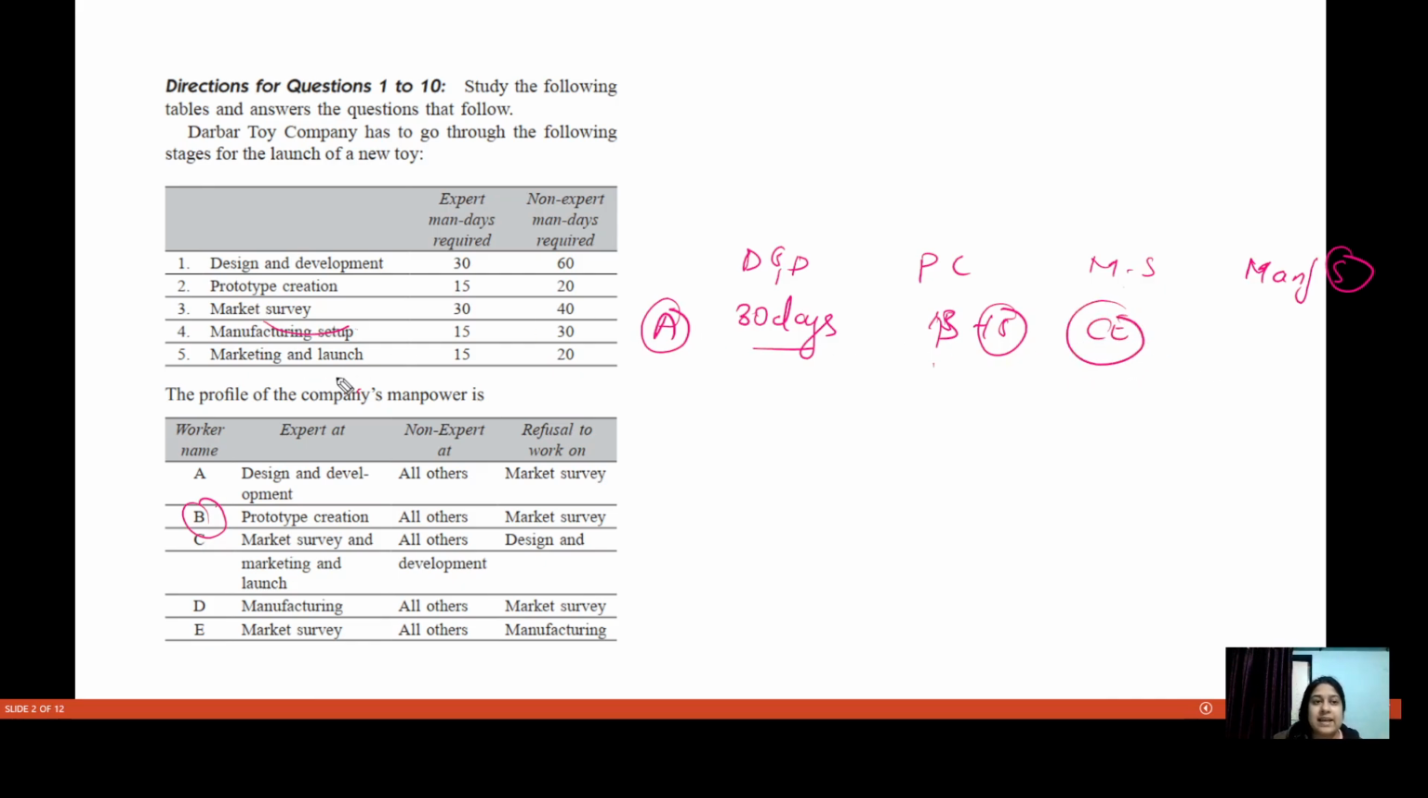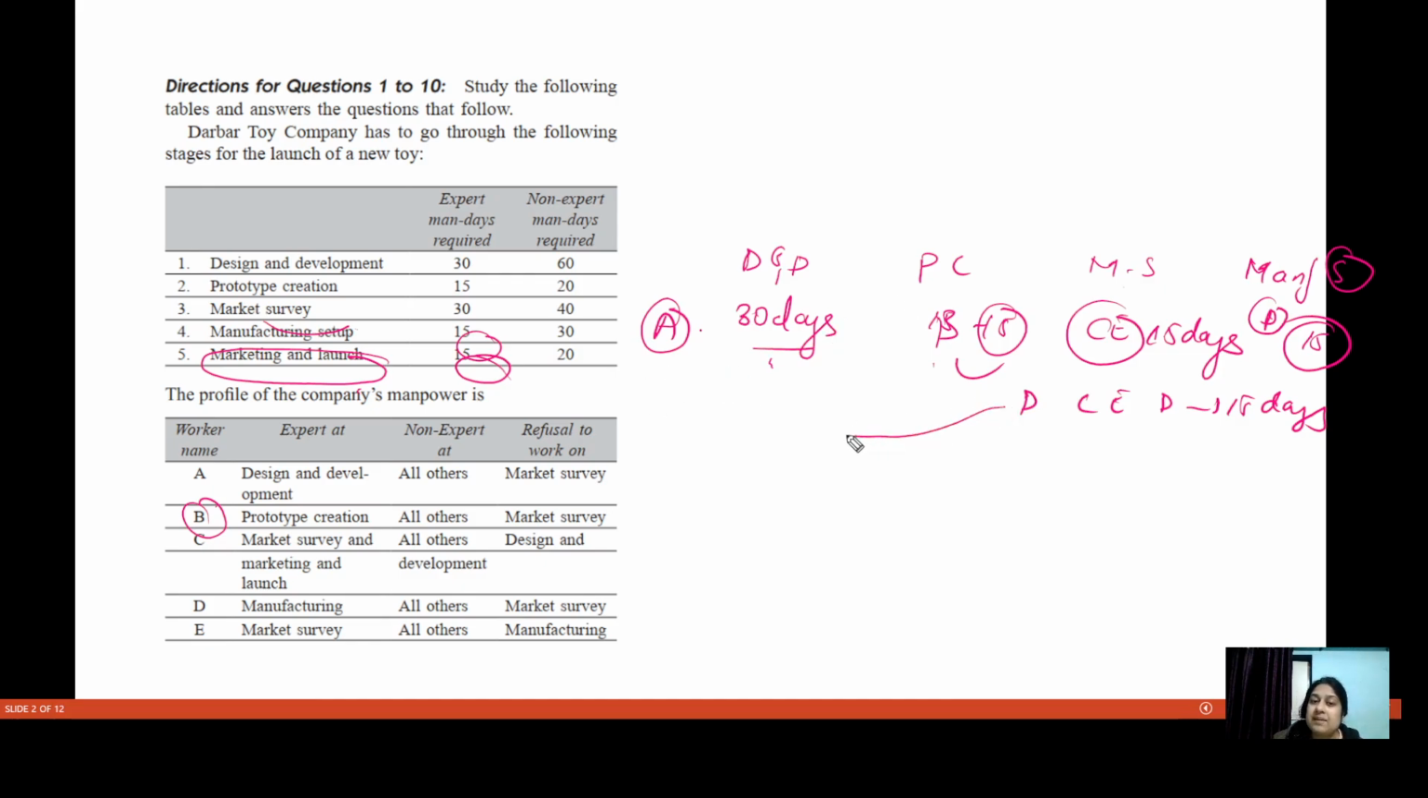For market survey, we'll add C and E here. Any expert is able to do it in 30 days, so two experts will be able to do this work in 15 days. And for manufacturing setup, the work will be completed in 15 days. Who is the expert in manufacturing? Obviously D. Now see, all these people B, C, E and D are able to complete their expert work in 15 days, but only A is not able to complete the work in these days.